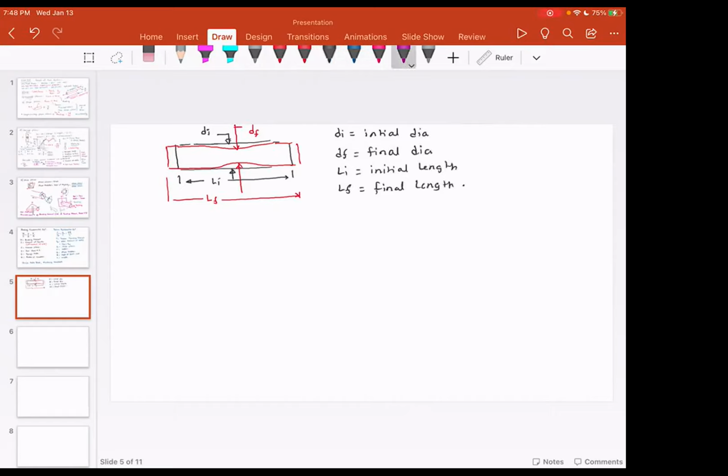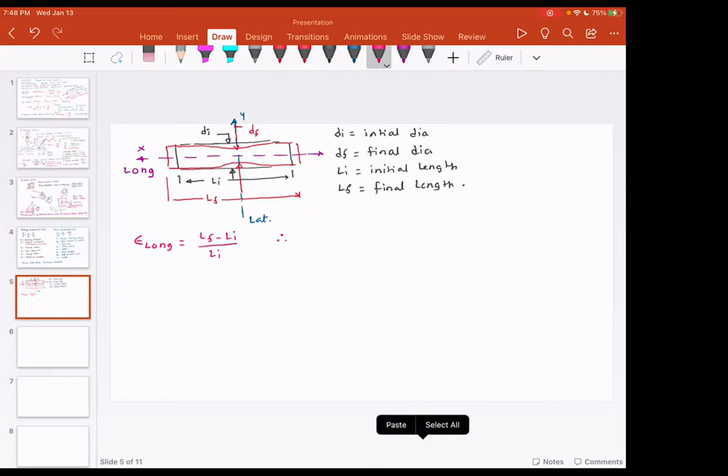So what I want to do is find out the strain in the x direction. I'm going to call this the x direction. This is called the longitudinal direction. And this is the lateral direction or y direction. So the strain in the longitudinal direction is L final minus L initial divided by L initial. This is the strain in the longitudinal direction.